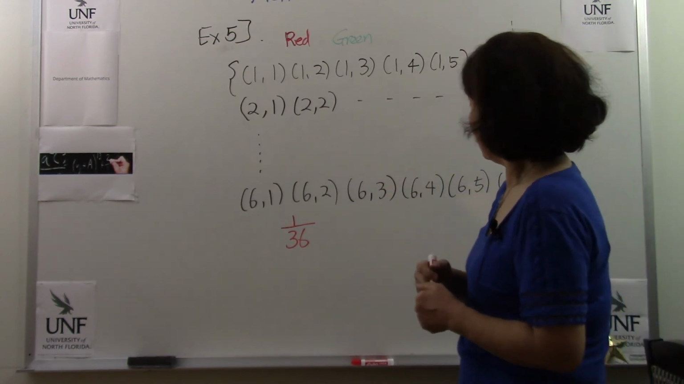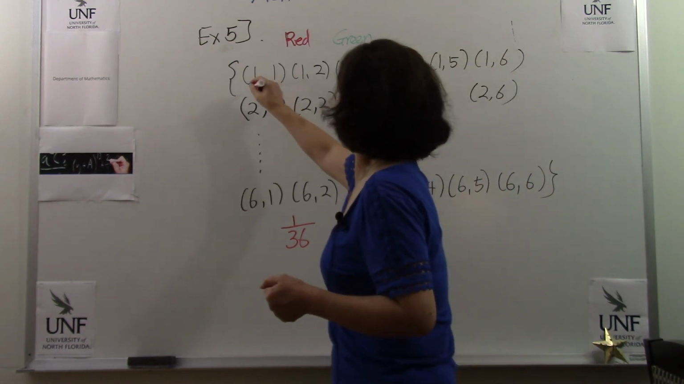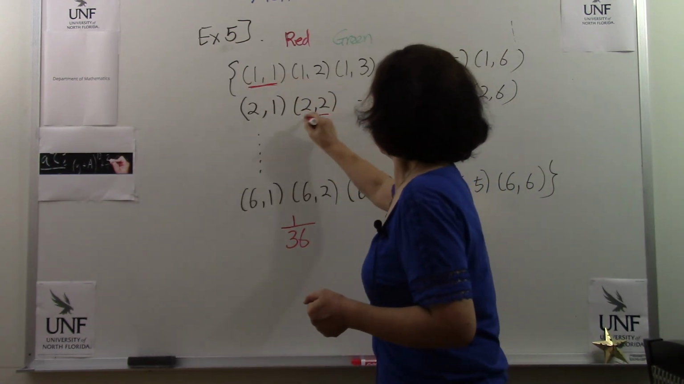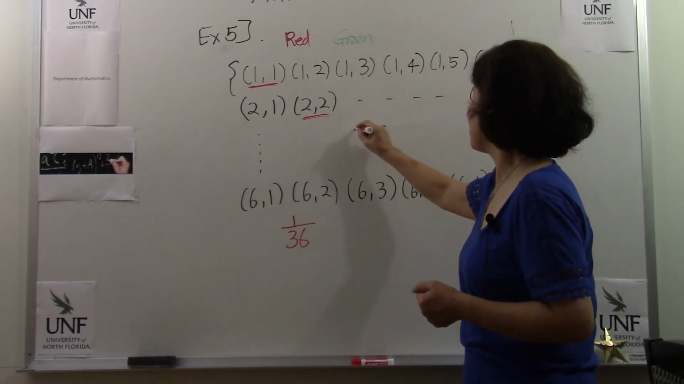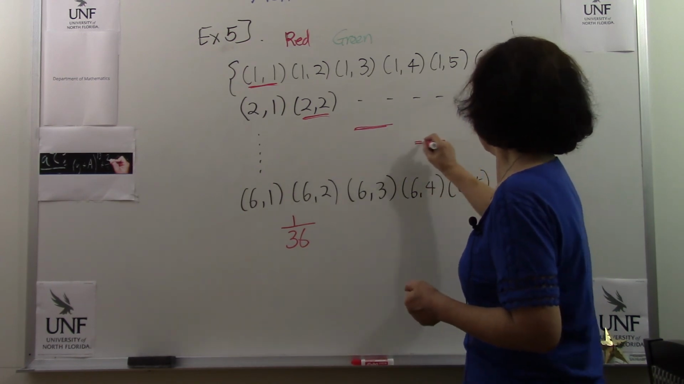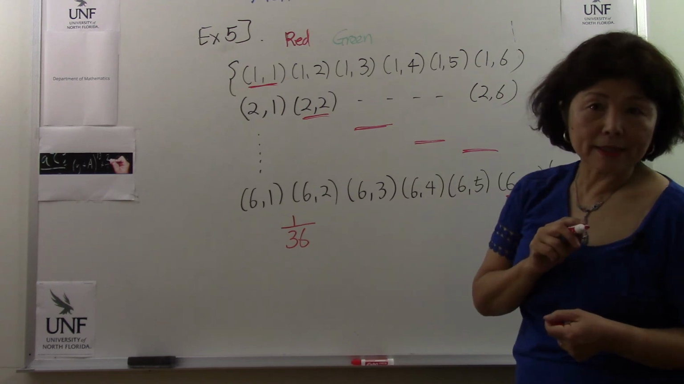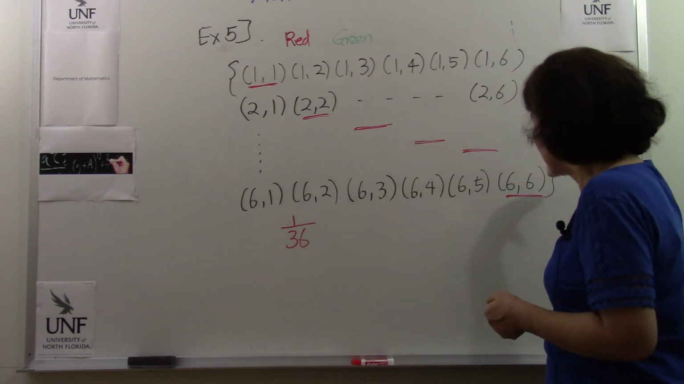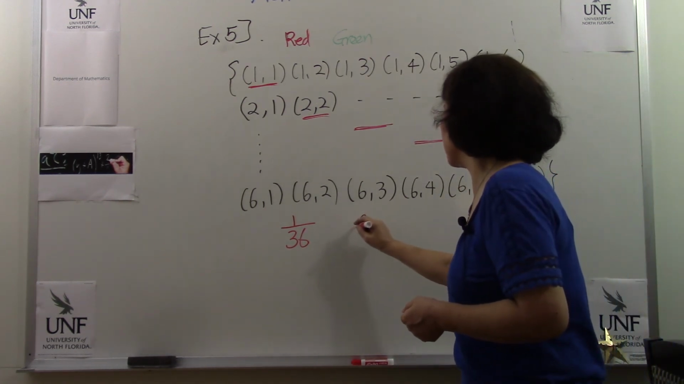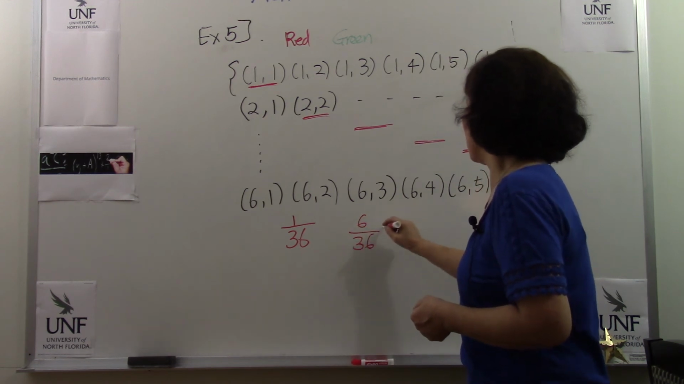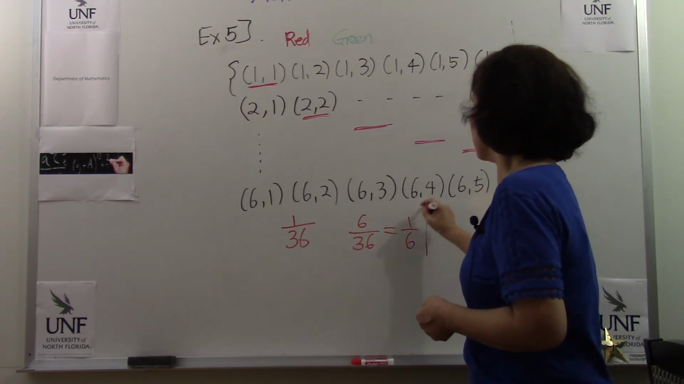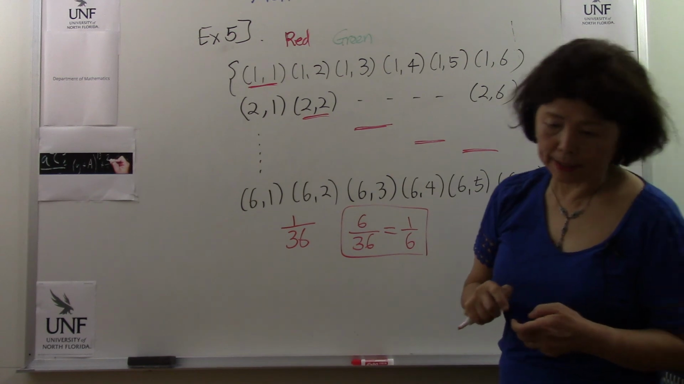Calculate the probability that the 2 dice show the same number. Which ones show the same number? Like 1 1, 2 2, 3 3, 4 4, 5 5, and right over here is 6 6. Correct? So 6 out of 36. Once you reduce, it's going to be 1 over 6.